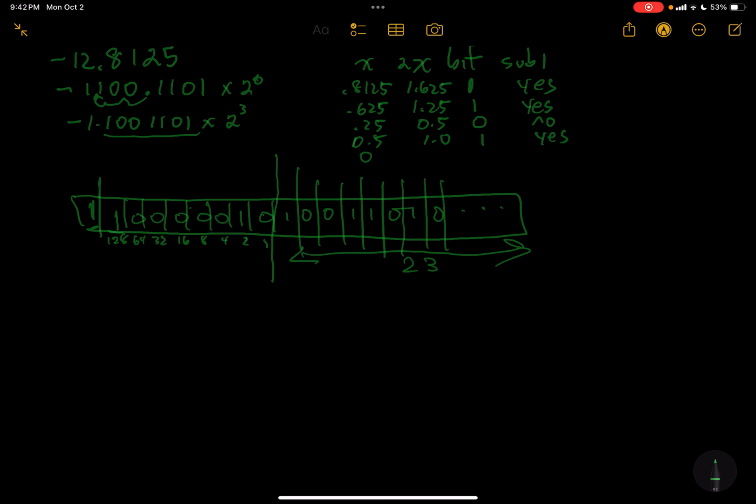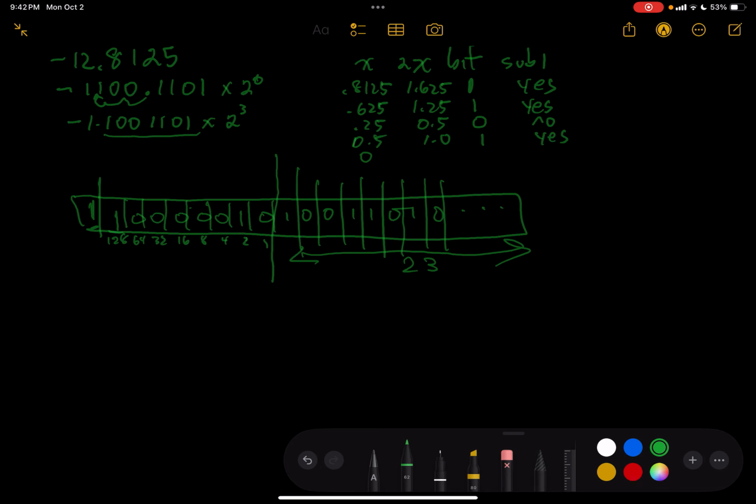Now, to convert it to base 16, you have to hack this up into groups of 4. And so I'm going to try a different color. This is going to be very exciting. I'm going to use red.